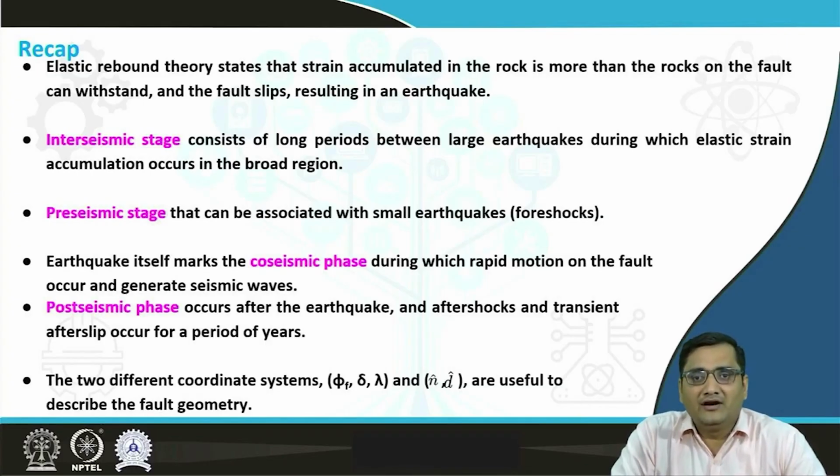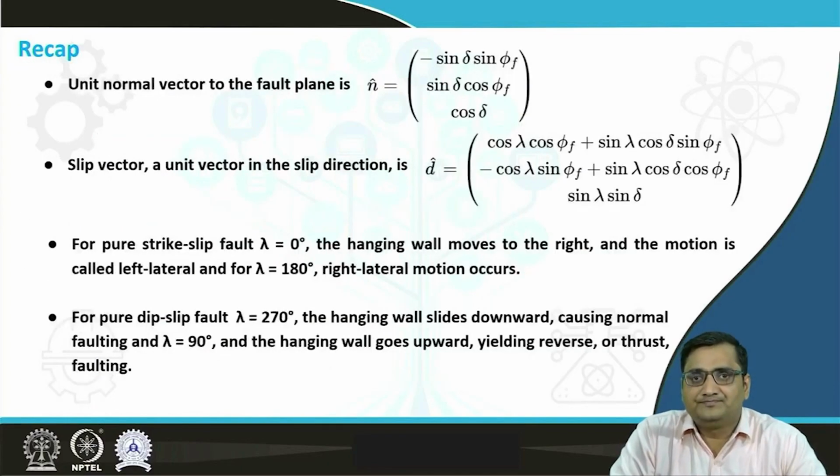And then we learnt about 2 different coordinate systems. One coordinate system was associated with phi, delta and lambda. Another was n cap and d cap, where n cap is the unit normal vector on the fault plane, and d cap is the slip vector, or the unit vector along the slip. That basically is useful to describe the fault geometry.